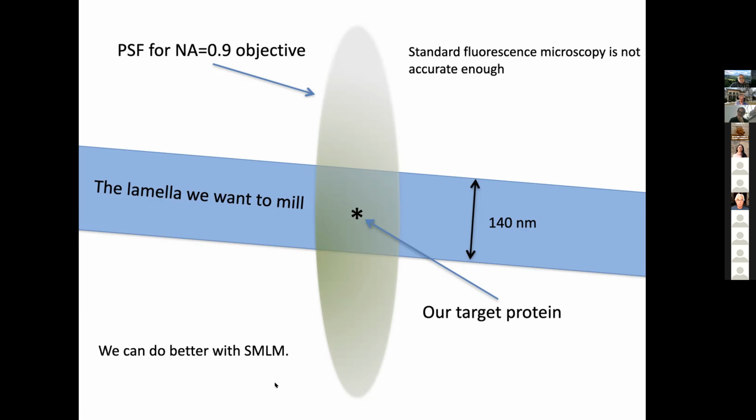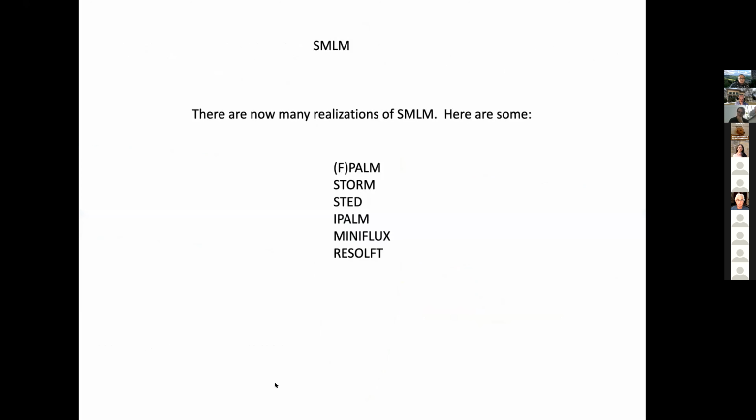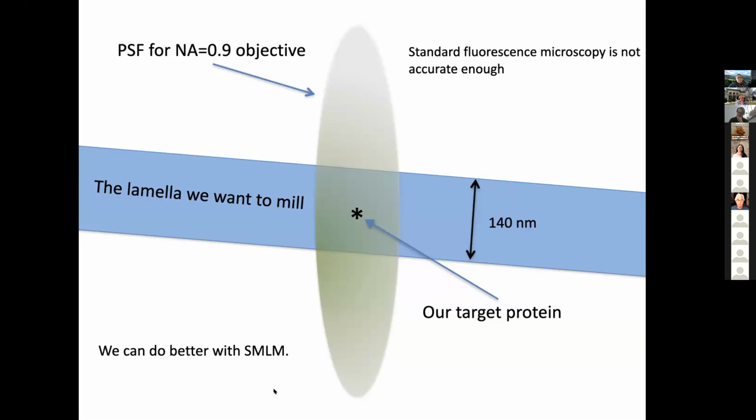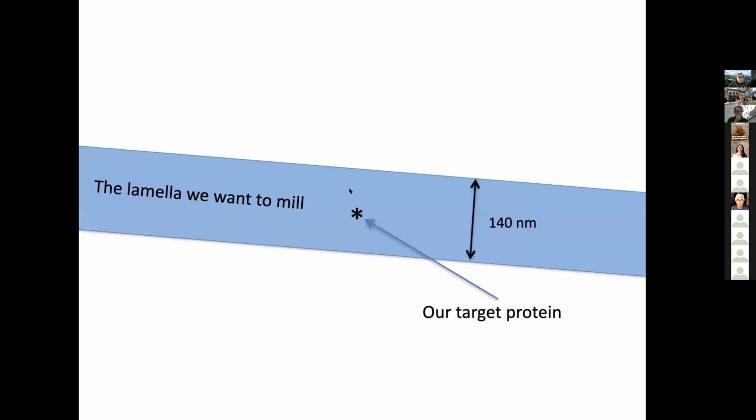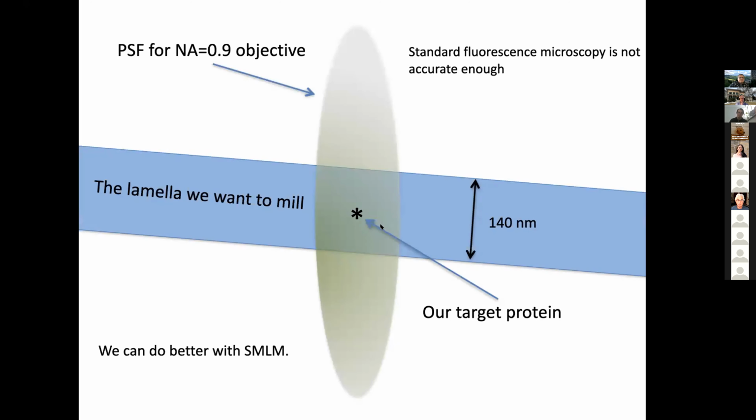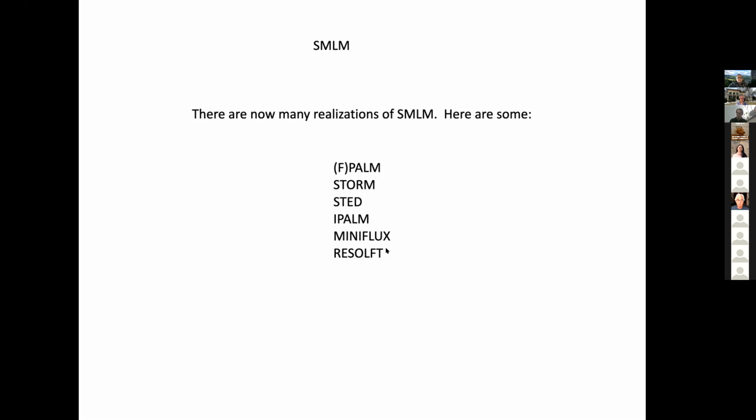And of course, you can do better with single molecule localization microscopy. Something seems not to be working properly. That's all right. It's just going back. It's only about as big as this asterisk is. So I hope that's not portending what will happen. So there are many kinds of single molecule localization microscopies, and these are a few of them. And I'm going to talk about PALM or STORM, which is what most people use.